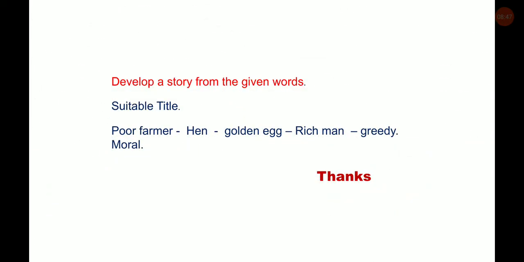This is the story. Develop a story from the given words. For this story, you have to first give a suitable title, then you have to write a story, and then a moral for the story. The given words are poor farmer, hen, golden egg, rich man, greedy. So these are the words which are given to you. From these words, you have to develop a story. Thank you.